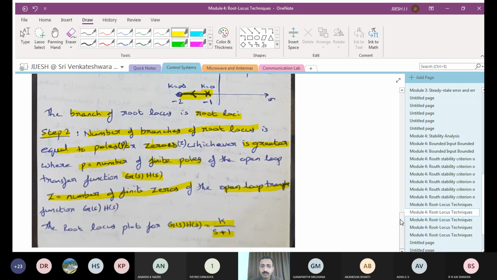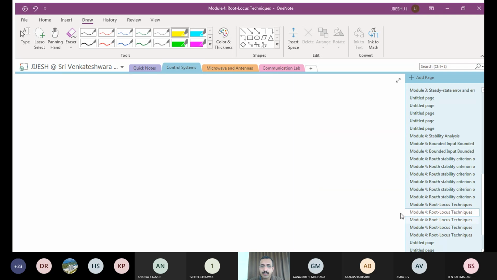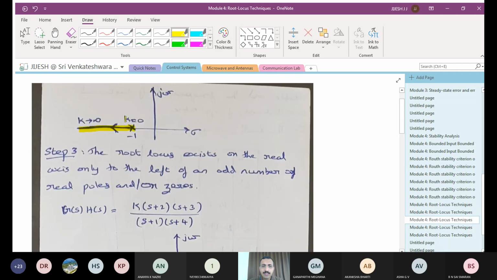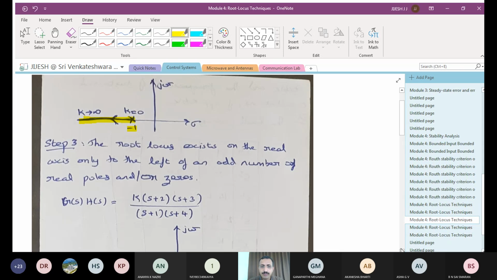You can see that one pole is available. So I have plotted it here, that is k is equal to 0, and this portion I have taken as a pole, and that is -1. Whichever is greater decides how many branches there are. In this case you have 0 zeros and one pole, so one is greater, so one branch is available here. I have also drawn the branches, so it will be more clear when we solve some numericals. Then we go further, you can draw this figure.